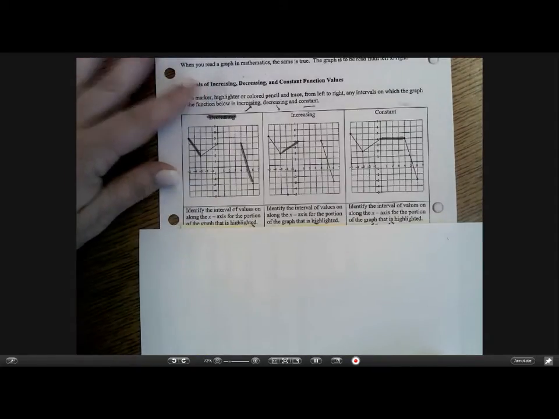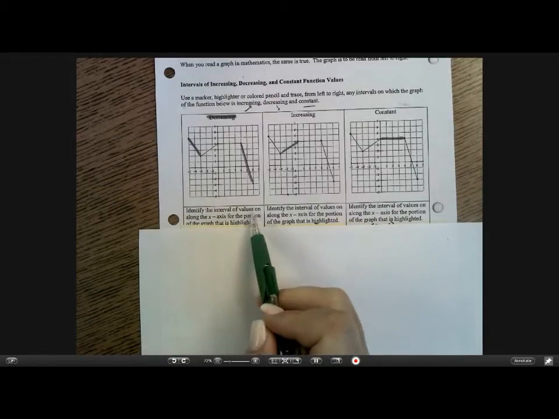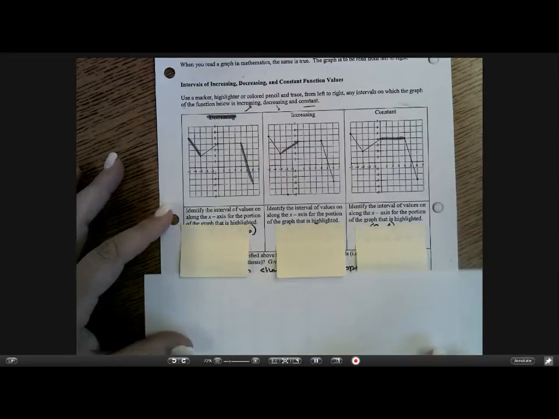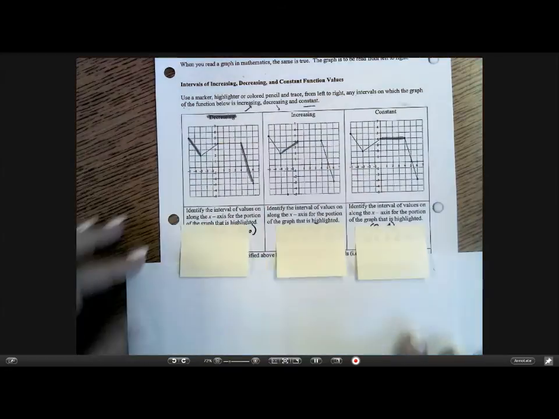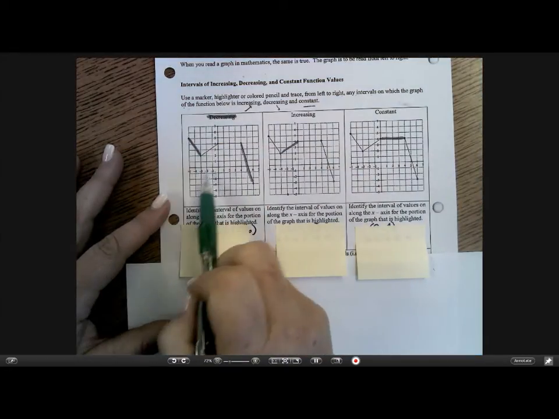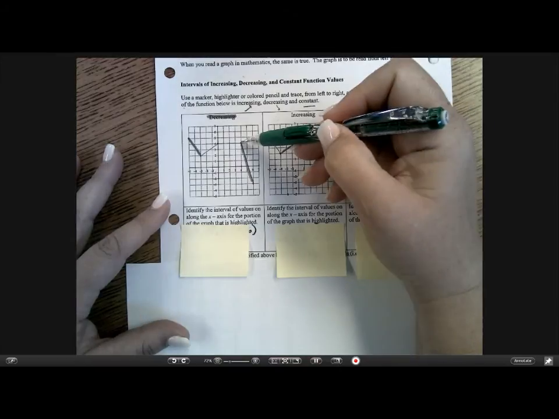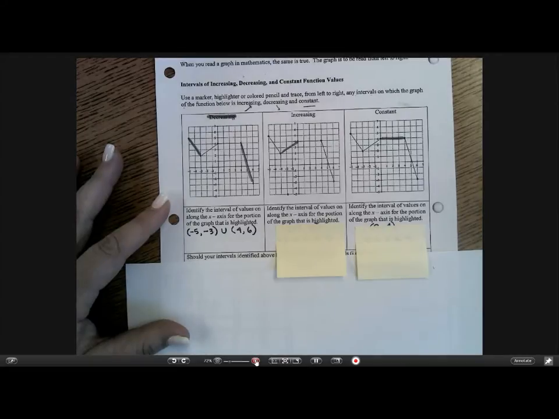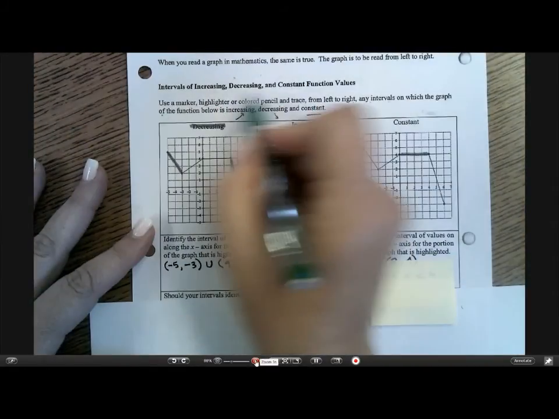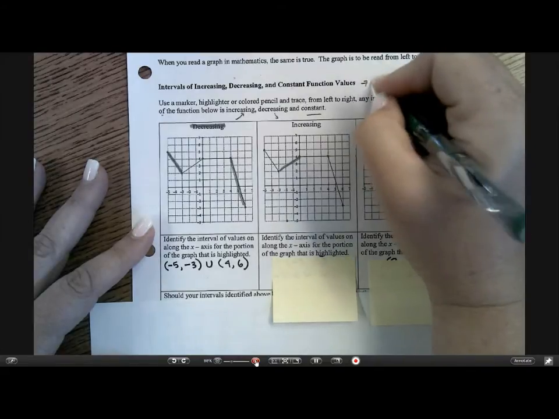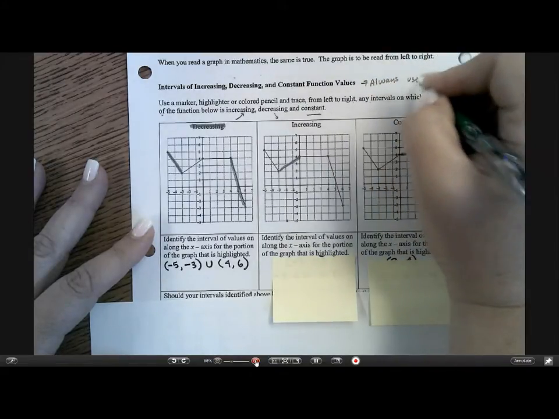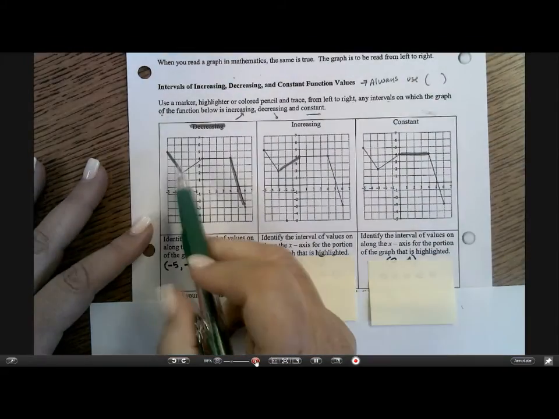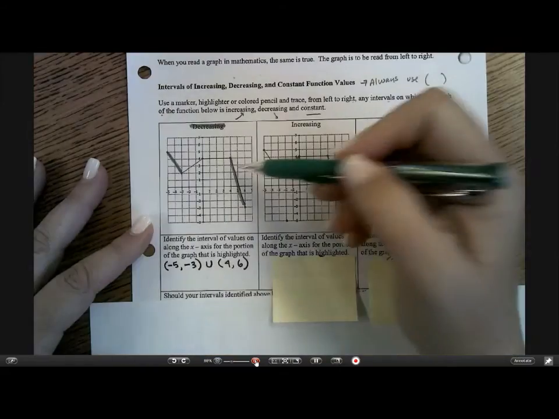So now it says, all right, identify the interval of values along the x-axis for the portion of the graph that is highlighted. So if we take a look at this, we are going from -5 to -3, and then the x value is from 4 to 6. Please note when you are describing intervals of increase, decrease, and constant, you will always use parentheses, okay? We will talk about why a little bit later, all right? So we're going to go from -5 to -3, and then from 4 to 6.